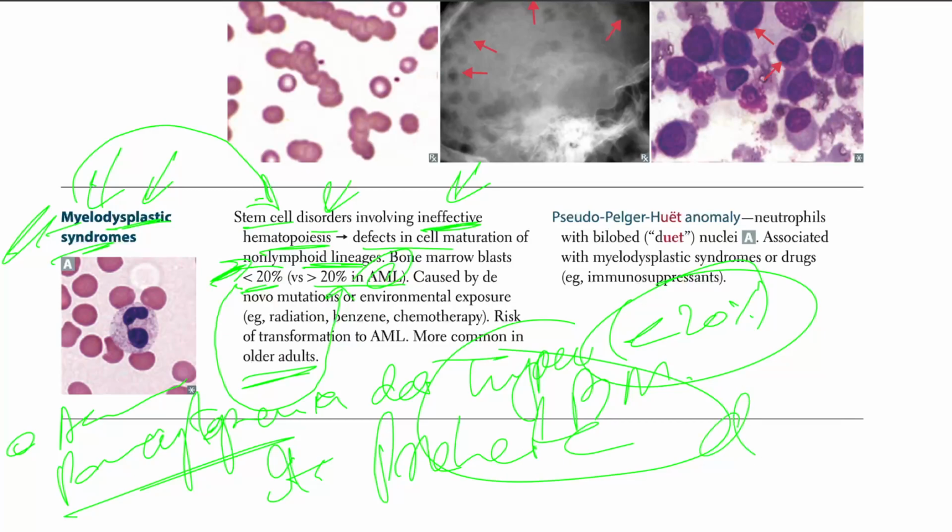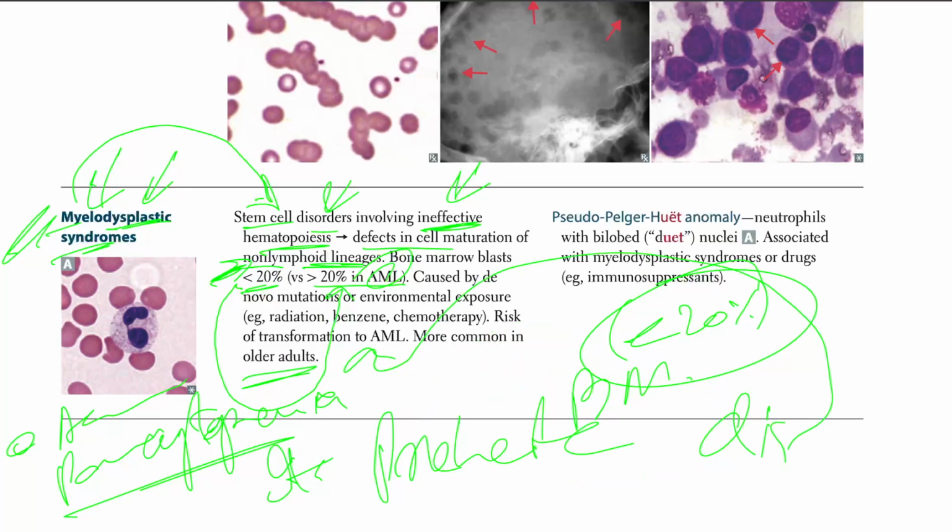It is a pre-leukemic disorder. How is it pre-leukemic? Because we know it can go into AML.